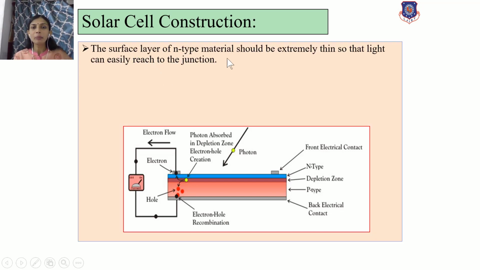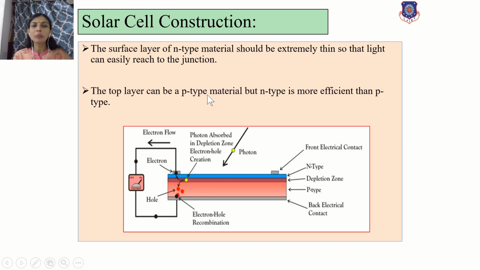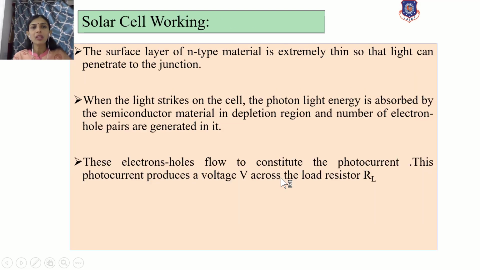The surface layer, the n-type material, should be extremely thin so that light can easily reach the junction. Okay, fine. That's why the n-type is very thin. This is the reason: the light can easily reach the junction. The top layer can be p-type sometimes. You can also arrange it with the top layer p and the bottom layer n. But n-type is more effective than p-type. That's why I have connected it here, with the n-type on the top and very thin.